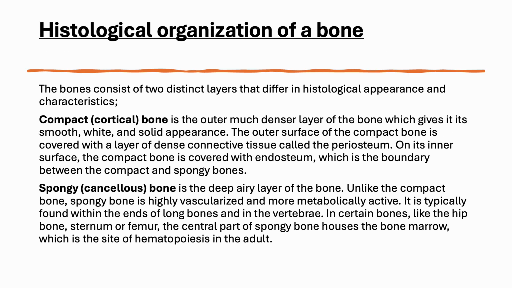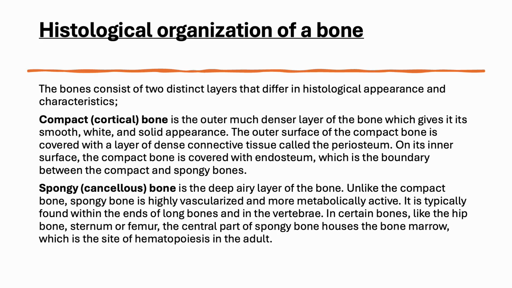The bones consist of two distinct layers that differ in histological appearance and characteristics. As we said, we have compact bone and spongy bone. The compact bone is the outer, much denser layer of the bone, which gives it its smooth, white, and solid appearance. The outer surface of the compact bone is covered with a layered dense connective tissue called the periosteum.